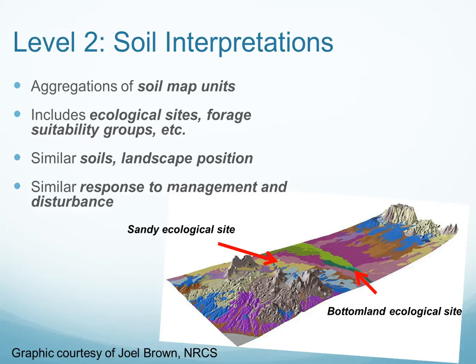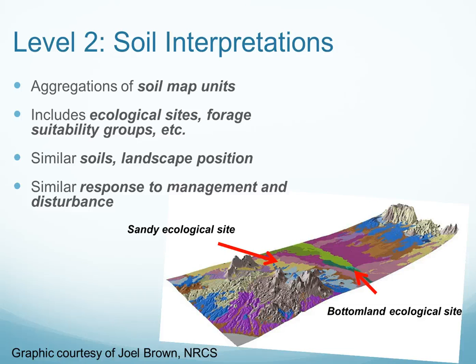Soil interpretation levels include ecological sites, forage suitability groups, wildlife habitat suitability groups, and other levels such as that. They generally have similar soils and a similar position in a landscape. Ecological sites are defined as a specific type of land that is capable of producing a certain type and amount of vegetation, and that has a similar response to management and disturbance.